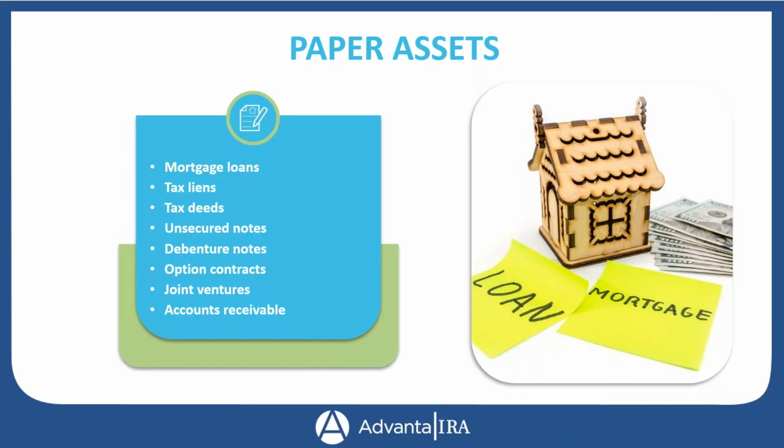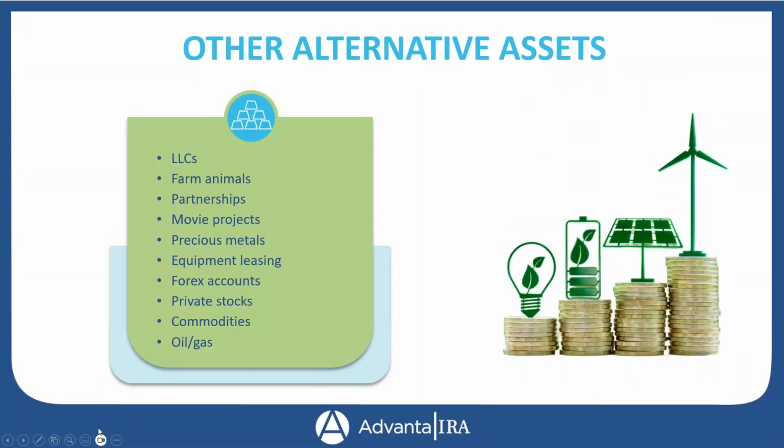We also do see unsecured notes, option contracts, joint ventures, and the list for paper assets could go on and on. And similarly to real estate, I would consider something like a limited partnership investment a paper asset for an IRA. So you kind of get best of both worlds. You're a more passive investor, but you have the opportunity to invest in real estate. And then other alternative investments that we see, LLCs, and I'll talk a little bit about LLCs for checkbook control for real estate investing. But we also see things like farm animals and movie projects, equipment leasing, Forex accounts, commodities, and the list goes on.